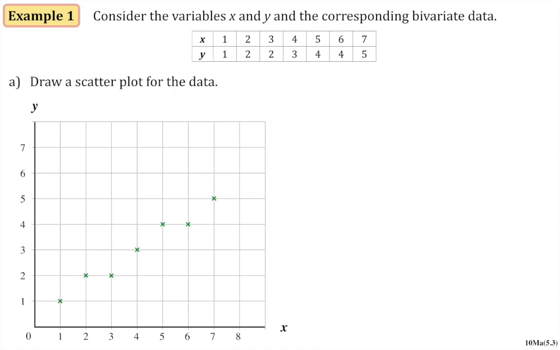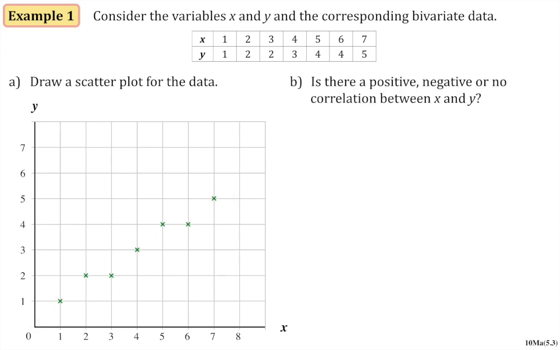Now it looks as though it's got a bit of a linear trend. You can see that it's going uphill and that it's close to a straight line, not quite. Now, part B says, is there a positive, negative, or no correlation between x and y? If it looks like it might be heading uphill in a fairly much a straight line, it's positive. If it was heading downhill in a straight line, it would be negative. And if we couldn't see a line and there were just points all over the place, then we'd say there was no correlation. So this definitely has a positive correlation because it looks as though everything is heading upwards as we go left to right on the graph.